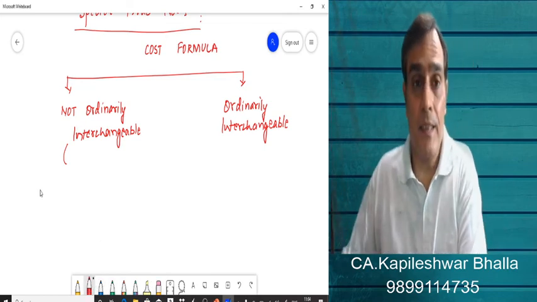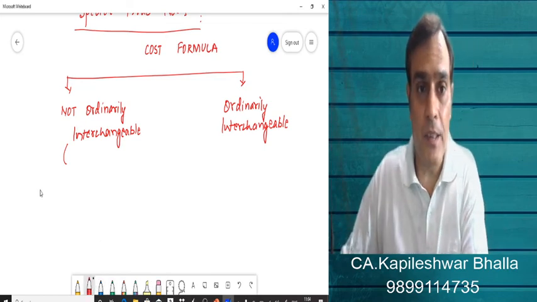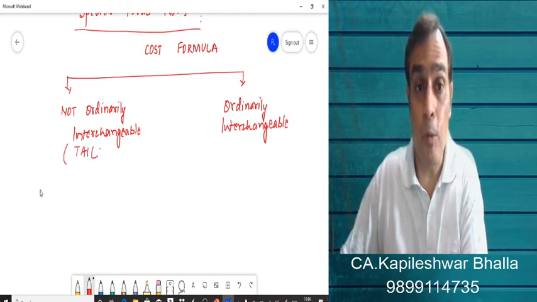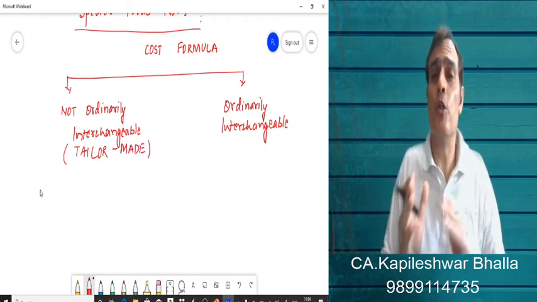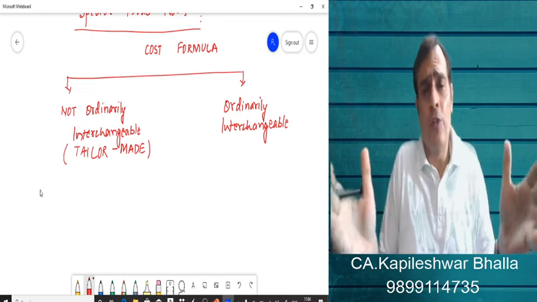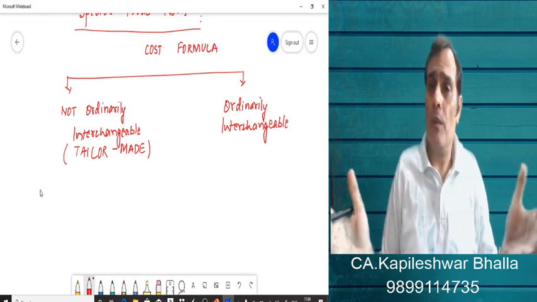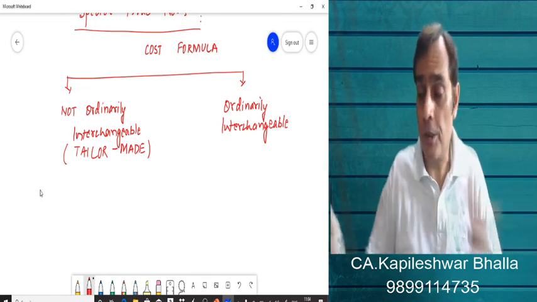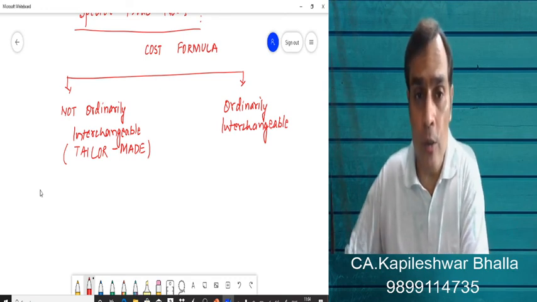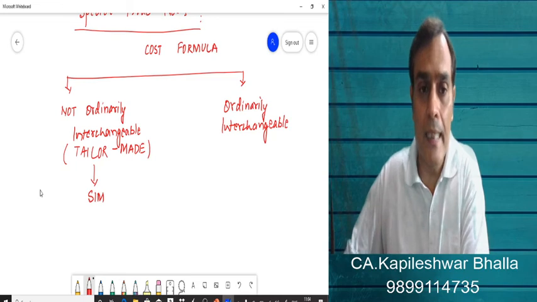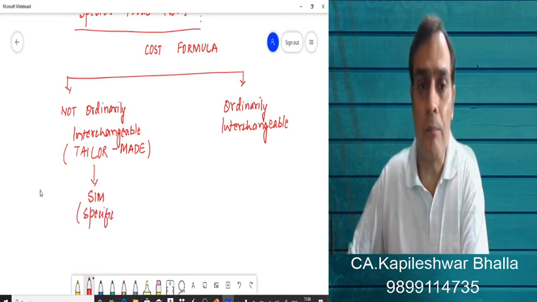So we can say in this particular case, if it is supposed to be a tailor-made product, then we say it is not ordinarily interchangeable. So apart from the tailor-made products, we will say they are all ordinarily interchangeable. If it is not ordinarily interchangeable, we use a technique called SIM, that is what we call specific identification method.